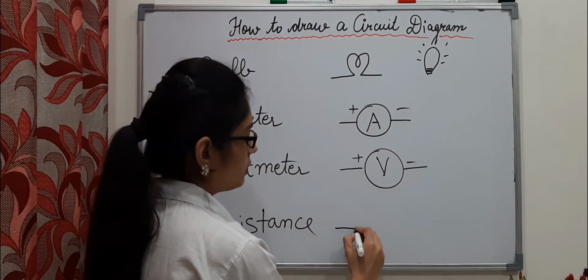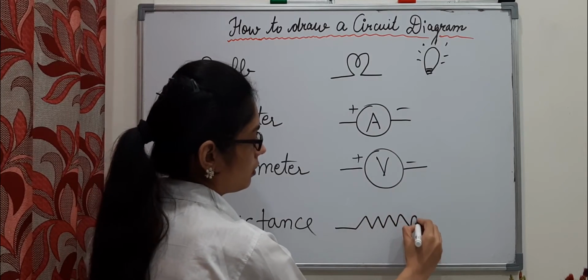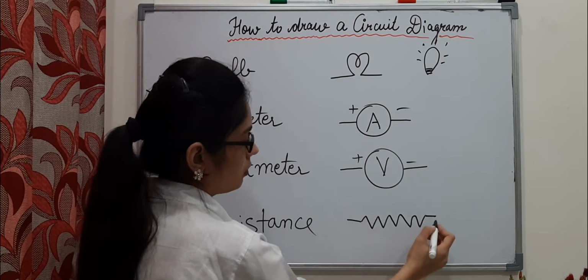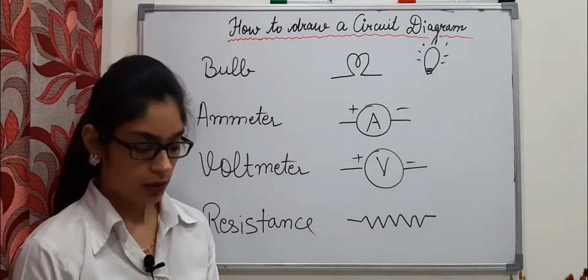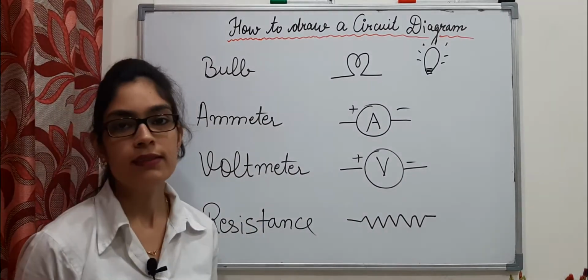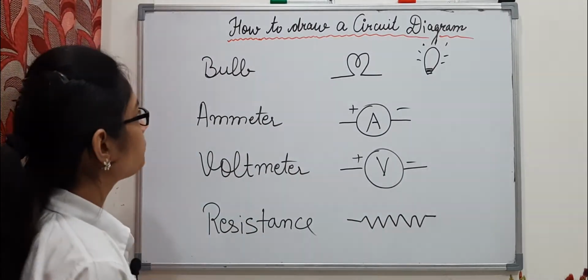Now we have resistance. So symbol of resistance, it is like this. Now we will draw one circuit diagram and you will understand in a better way how we can use all these symbols. So let's start now.